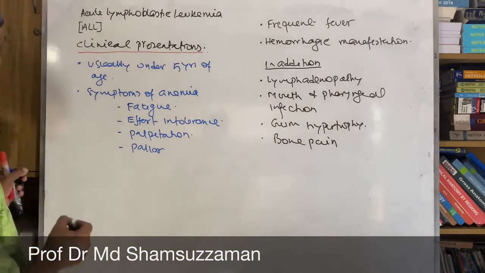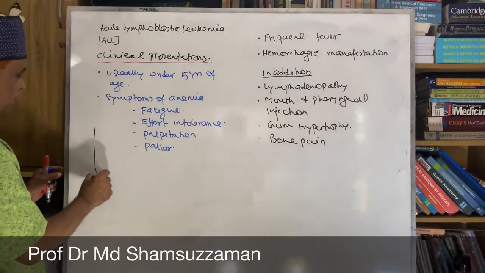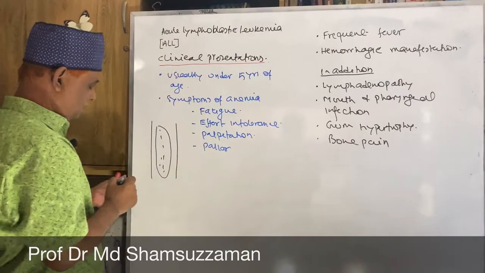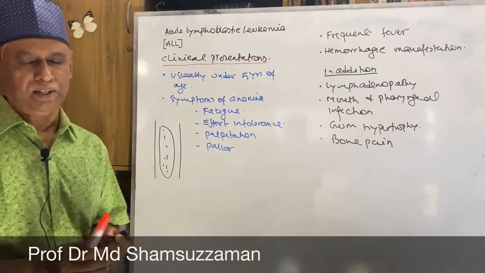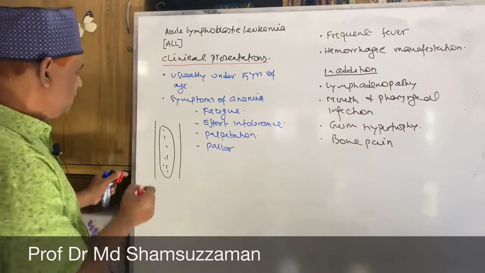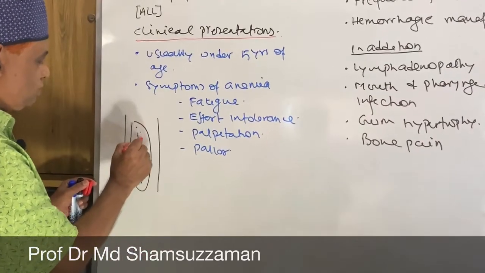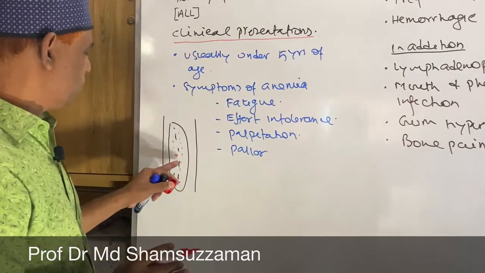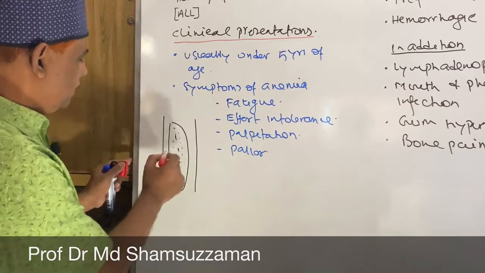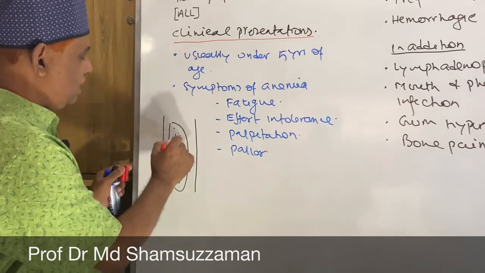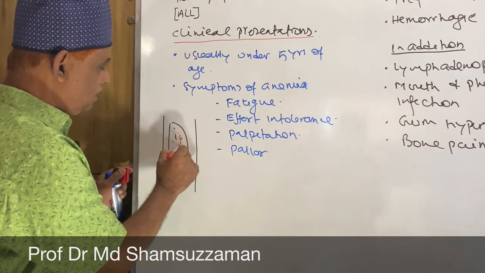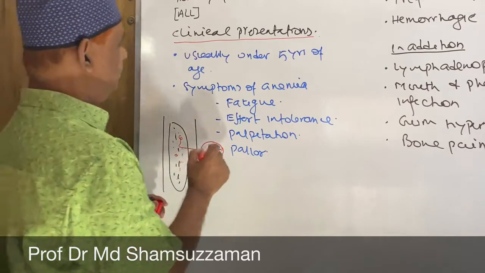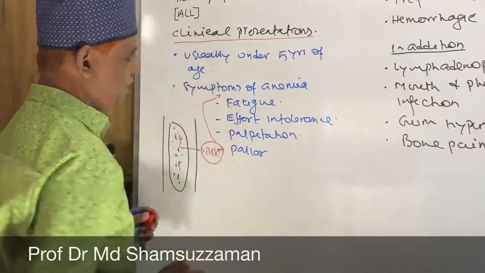Now come to, if this is the medullary cavity containing bone marrow and this is the cortex of bone. Leukemia is the blood cancer of hematopoietic stem cell. If leukemia occurs, the bone marrow will be packed up with leukemic cells. The erythroid series is compressed, so there is inadequate formation of RBC. Due to inadequate formation of RBC, there will be symptoms of anemia.